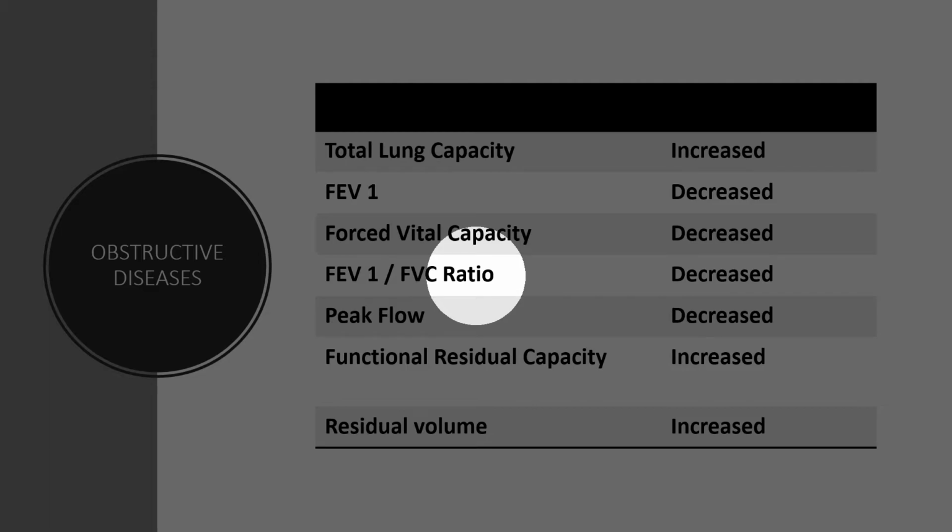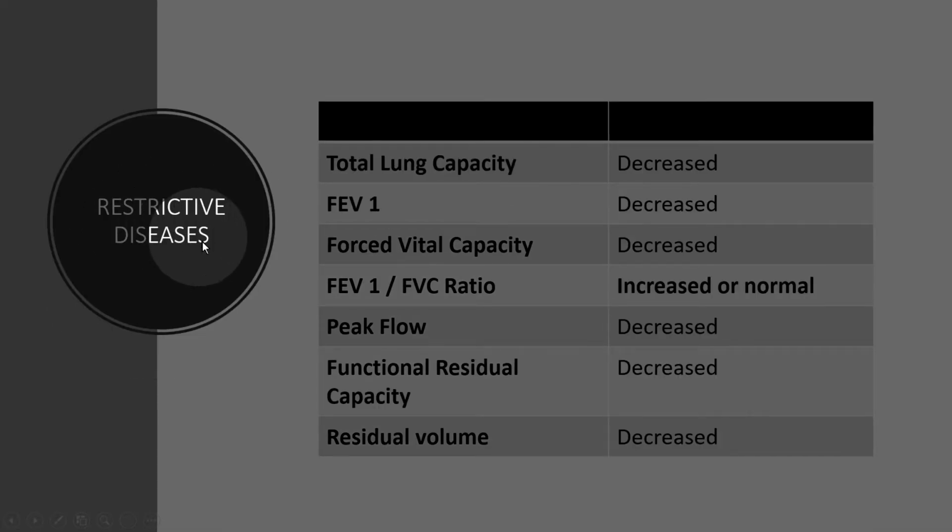FEV1 to FVC ratio will be decreased, peak flow will be decreased, functional residual capacity will be increased, and residual volume will be increased. So basically in the obstructive diseases, we observe that the residual volume is increased. Because the residual volume is increased, functional residual capacity will be increased, and when functional residual capacity is increased, the total lung capacity will be increased.